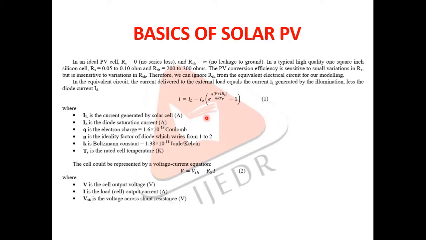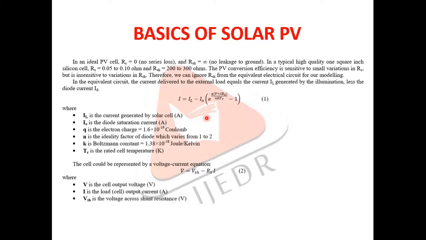In a typical high quality 1 square inch silicon cell, Rs is equal to 0.05 to 0.10 ohm and RSH is equal to 200 to 300 ohms. The PV conversion efficiency is sensitive to small variation in Rs but is insensitive to variation in RSH. Therefore, we can ignore RSH from the equivalent electrical circuit for our modeling because it does not have much effect on our modeling.